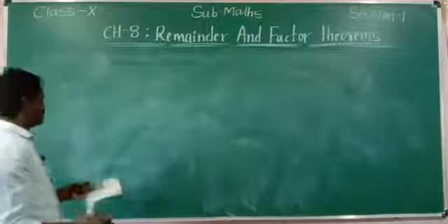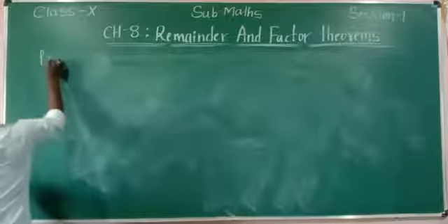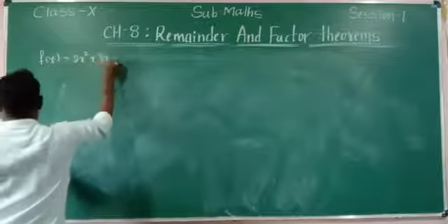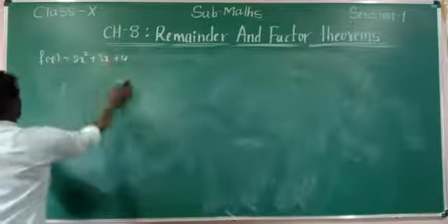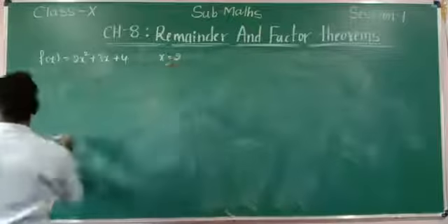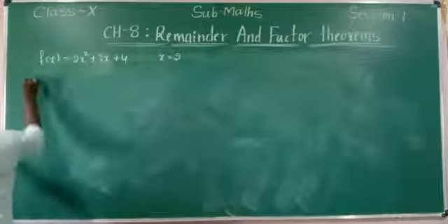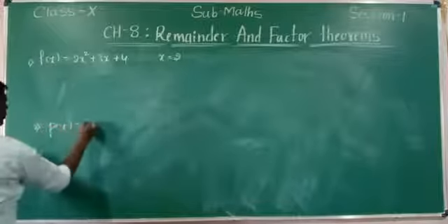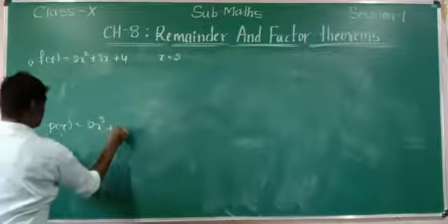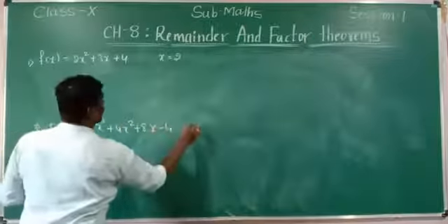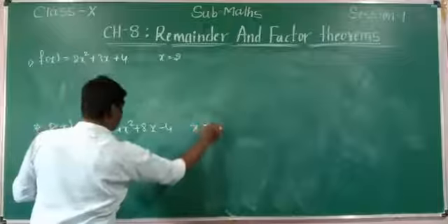f of x is equal to 2x square plus 3x plus 4, where x is equal to 2. Second one, p of x is equal to 2x cube plus 4x square plus 8x minus 4, where x is equal to 3.